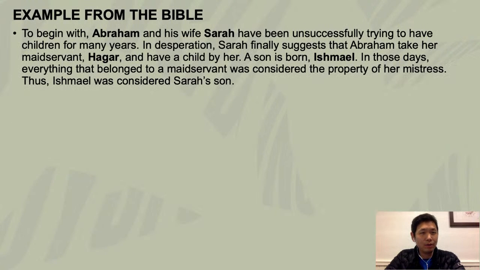Example from the Bible. To begin with, Abraham and his wife Sarah have been unsuccessfully trying to have children for many years. In desperation, Sarah finally suggests Abraham take her maidservant Hagar and have a child with her. A son is born, Ishmael. In those days, everything that belonged to a maidservant was considered property of her mistress. Thus, Ishmael was considered Sarah's son.